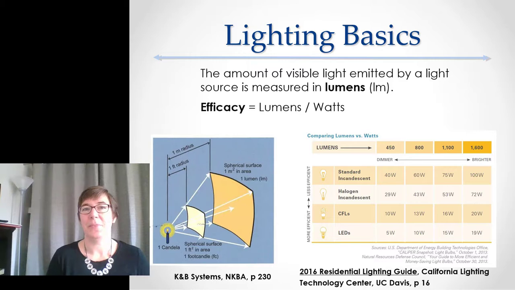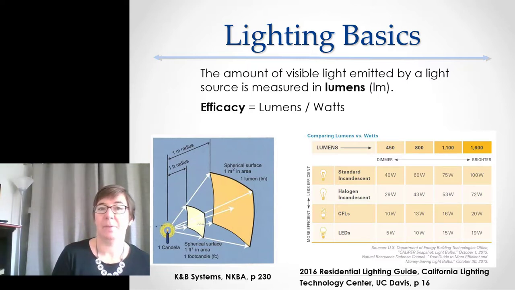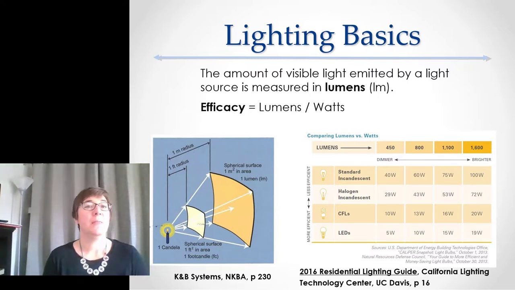Let's get started with some lighting basics. Here's a little bit of vocabulary words to teach you how to talk about different lighting concepts. First of all, the amount of visible light emitted by any light source is measured in lumens. Lumens is how we measure the amount of light.